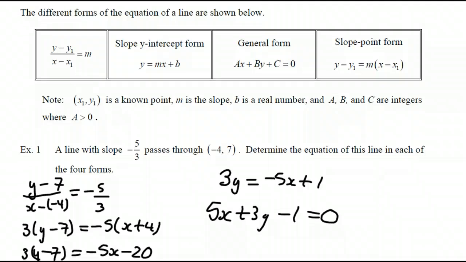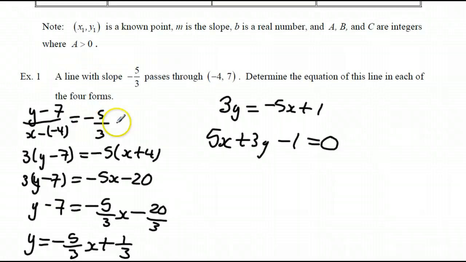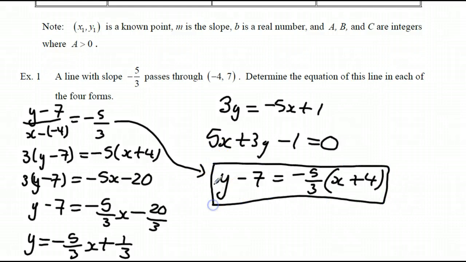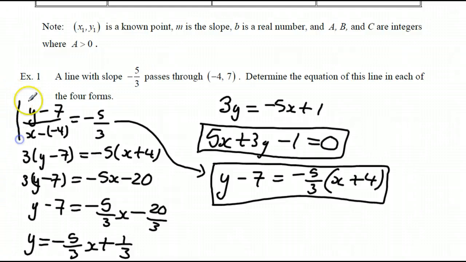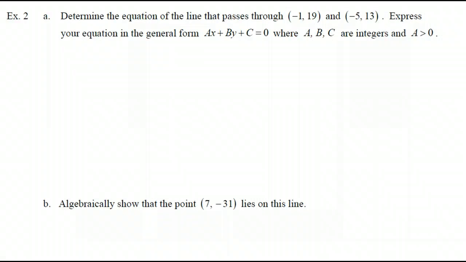And if I want slope point form, then we're going to go back to this unnamed form. Okay, and we're going to write, so from here, we're going to write y minus 7 is equal to negative 5/3 x plus 4. Okay, and that is the slope point form. This is the general form. This is the unnamed form. And this is the slope y-intercept form. Okay, so we have all 4 forms of the equation.